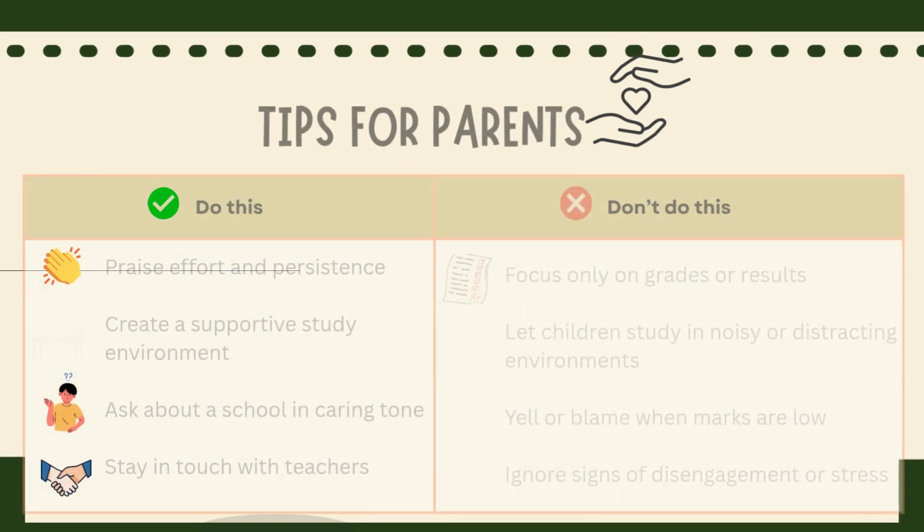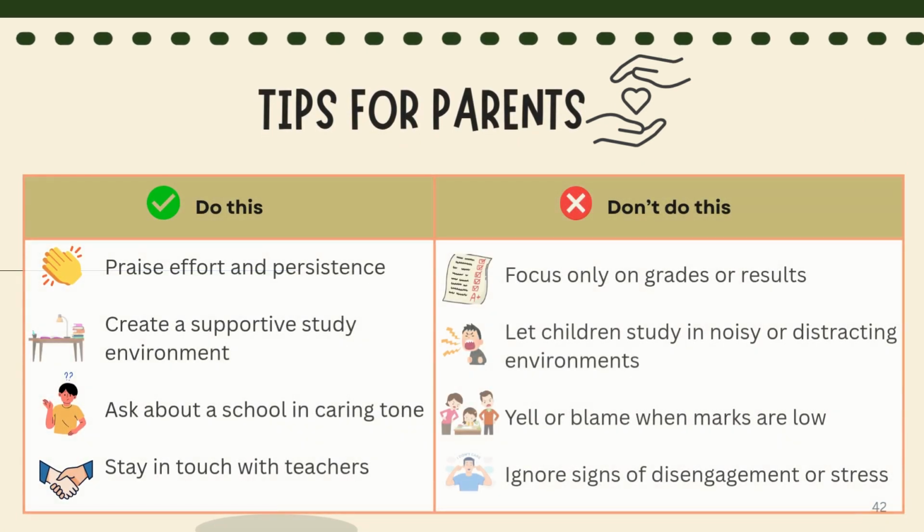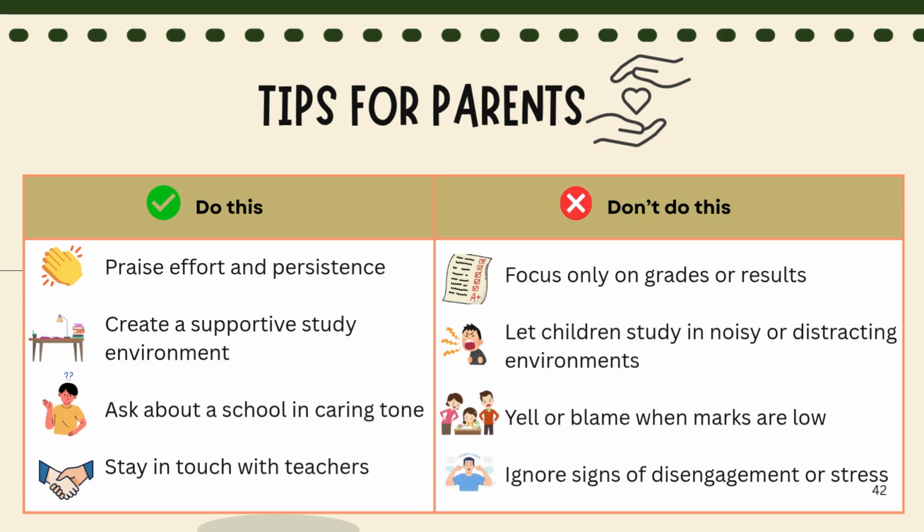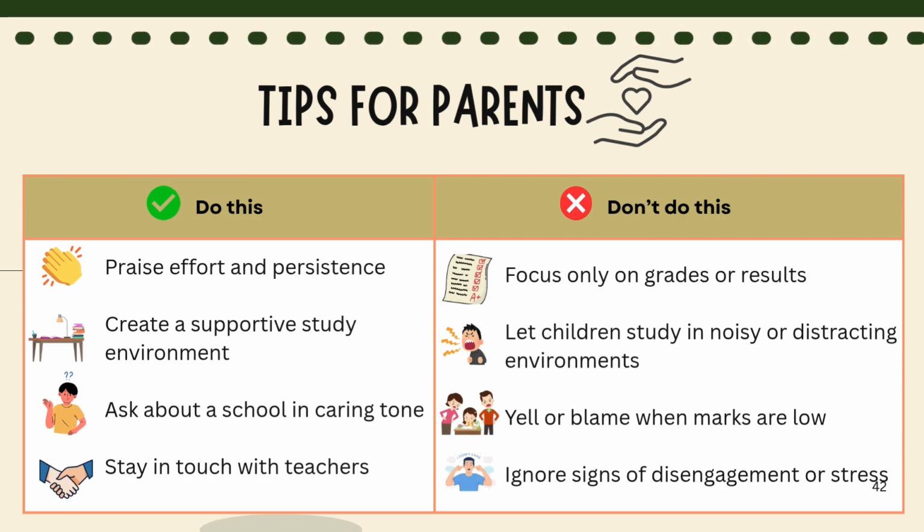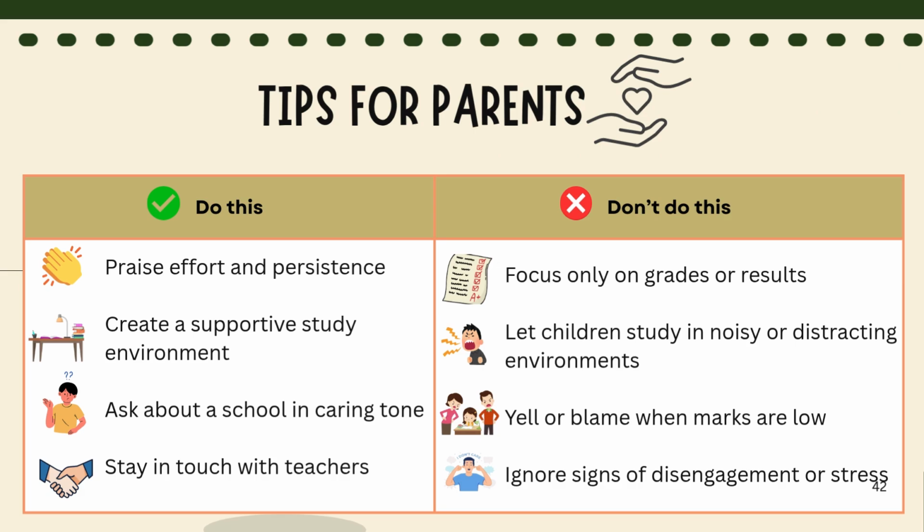Now, let's talk about parents, because motivation doesn't just happen in school, it starts at home too. There are a few important things parents should do. They should praise their children's effort and persistence, not just focus on the final result. They should also create a calm and supportive study environment. A peaceful corner, even a small one, can really help a student concentrate better.